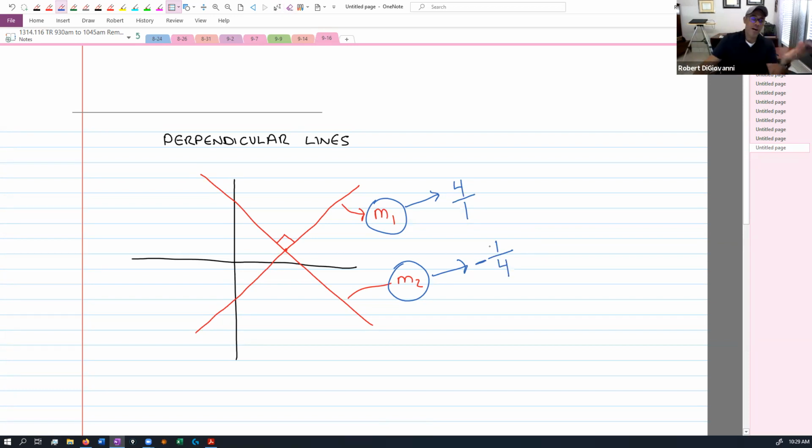So if I have a line that has a slope of 4, a line that would be perpendicular would have to have a slope of -1/4. Make sense? These two numbers are called opposite reciprocals. So it's the opposite: this one was positive, this one will be negative. That means it's opposite. And the reciprocal is just the fraction flipped.